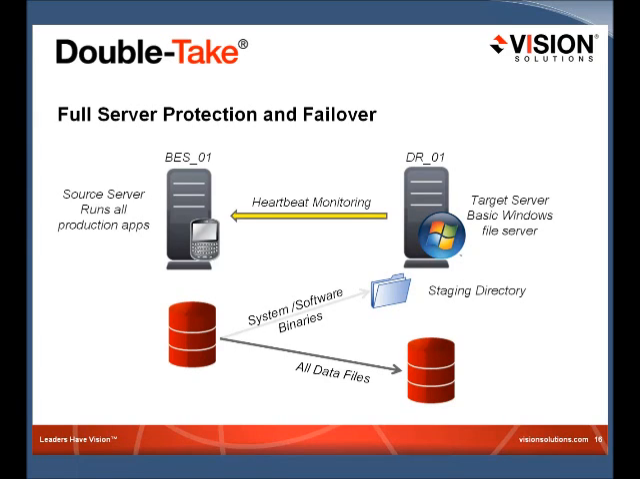In this example, on the left-hand side our source is a BlackBerry server with all the data and functionality installed on one server. The target server in this case, for the full server protection and failover, is just a basic Windows server with the Double-Take software installed. The target is going to be monitoring the source, and again, we're using real-time replication to protect both the system state as well as all the data from the source.